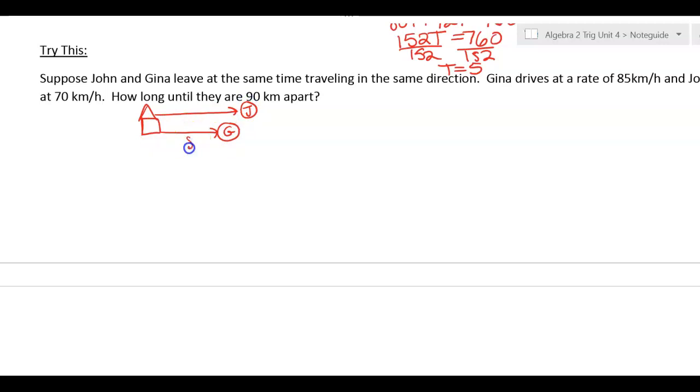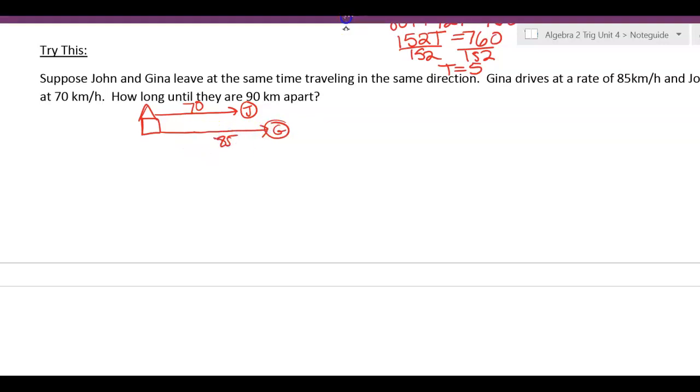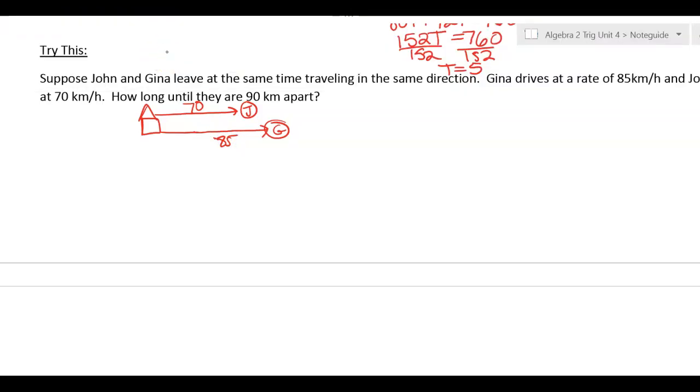Gina drives at a rate of 85 kilometers per hour, John at 70 kilometers per hour. How long till they are 90 kilometers apart? I'm going to change my picture because it just bothers me that I put the faster person behind when they would be in front. Okay, so again, there's two different rates in this problem, two different situations.